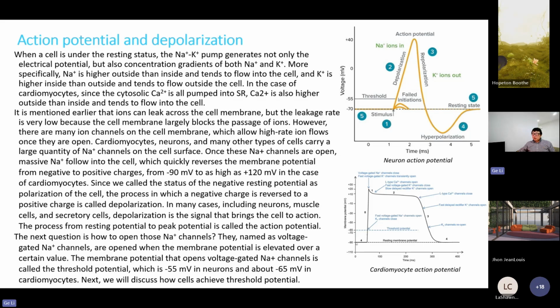And this is a typical cardiomyocyte action potential. It's also going all the way up. This is the resting potential of the cardiomyocytes, and depolarization going all the way up to a positive action potential. And then the key feature about cardiomyocytes is that you have this plateau phase for a very long time.